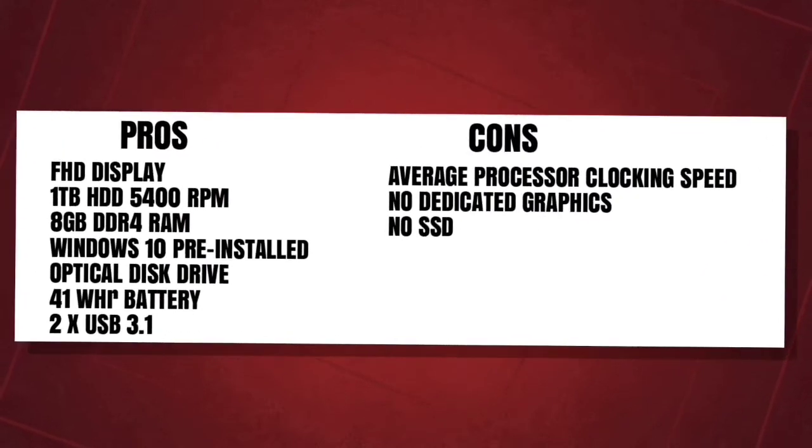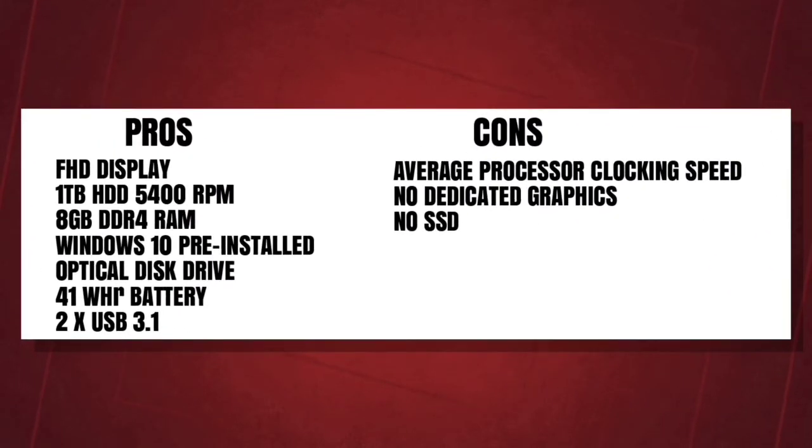Now let's come to the advantages and disadvantages. Now in the advantage section, it has a Full HD display, it has 1 TB of hard disk, 8 GB DDR4 RAM. You get Windows 10 pre-installed along with the laptop. It has an optical disk drive, so that is good. It has a 41 watt hour battery, so consuming content will be very long lasting. It has two USB 3.1 ports.